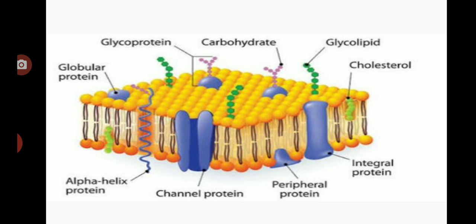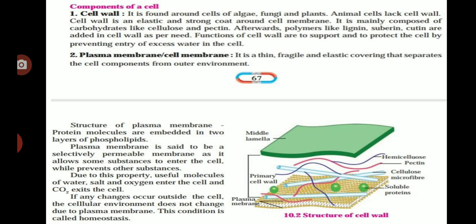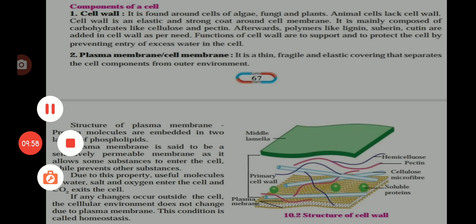So this is the structure of the cell membrane. Protein molecules are embedded into two layers of phospholipids. The plasma membrane is said to be a selectively permeable membrane, as it allows some substances to enter the cell while preventing other substances which are harmful to the cell. This is the structure of the plasma membrane or cell membrane.